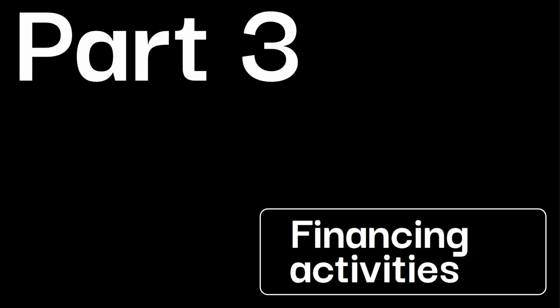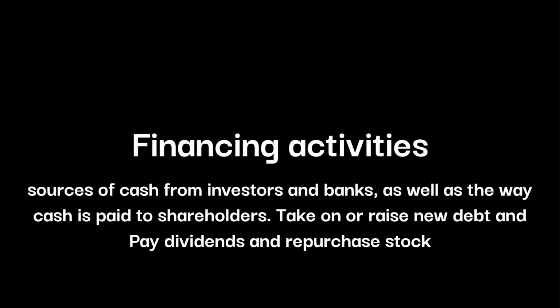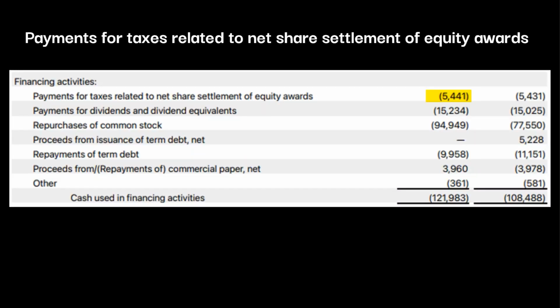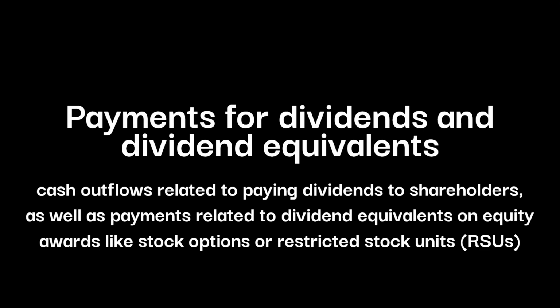Let's talk about financing activities. And this is sources of cash from investors and banks, as well as the way cash is paid out to shareholders, right? Take on or raise new debt and pay dividends and repurchase stock. So payments for taxes related to net share settlement of equity awards. This is taxes that a company must pay when it settles equity awards such as stock options or restricted stock units. You'll see those abbreviated as RSU. And this is the very top, right? 5441.